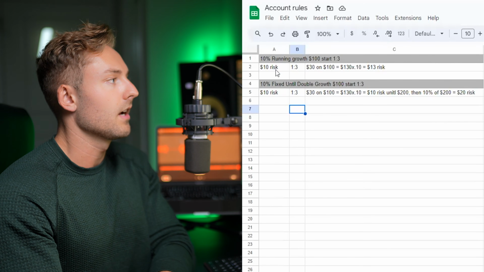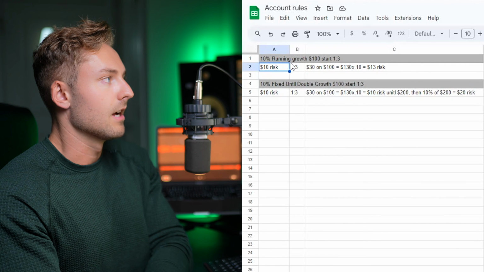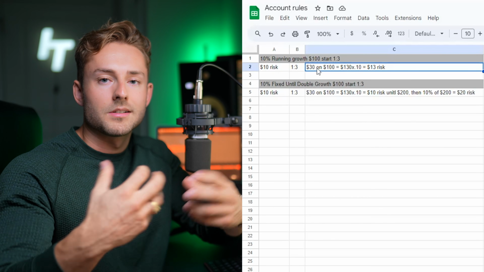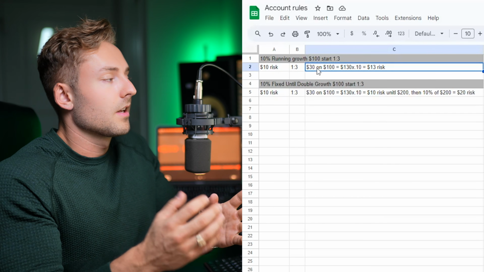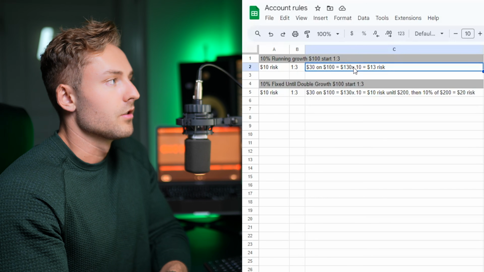So if we start with say a $100 account, if we're risking $10 per trade, that's going to be a 10% risk on the account as a starting point. Now, let's say we make 1 to 3 risk reward on a trade. That's going to give us 3 times $10 risk, plus $30 added to the $100 initial balance, is going to give us $130 on the account.